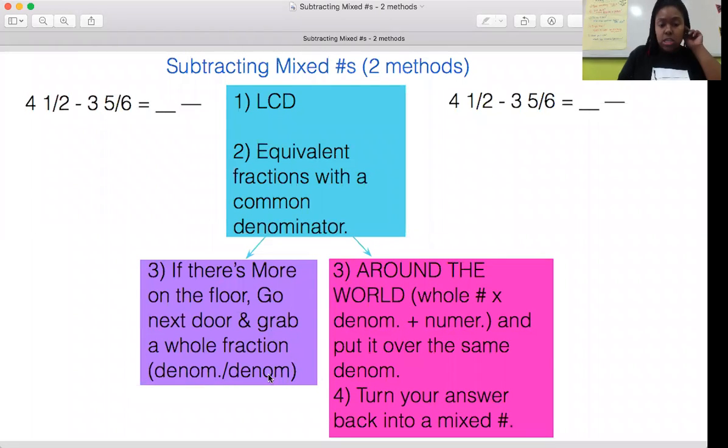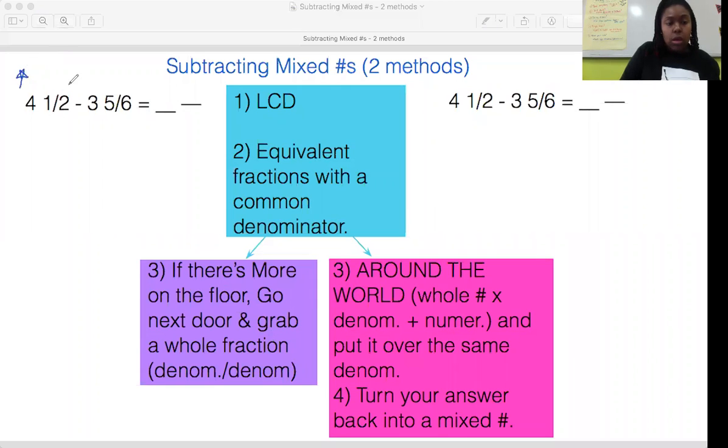Okay, so let's start with this one. Over here, this method is called the regrouping method. Sorry, it's a little sloppy, but you get the idea. Regrouping, if you remember, is if there's more on the floor, we go next door and grab, it used to be a 10, this time we're going to grab a whole fraction, okay? And we're going to see that example in just a moment.